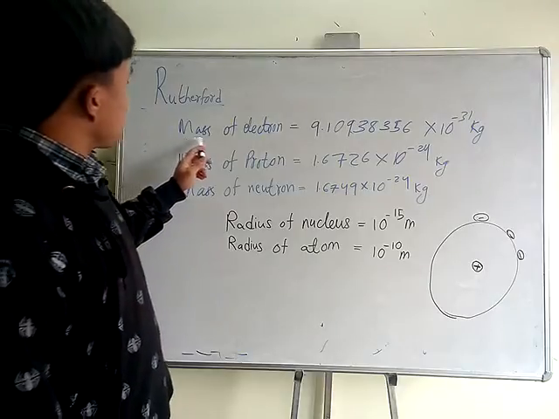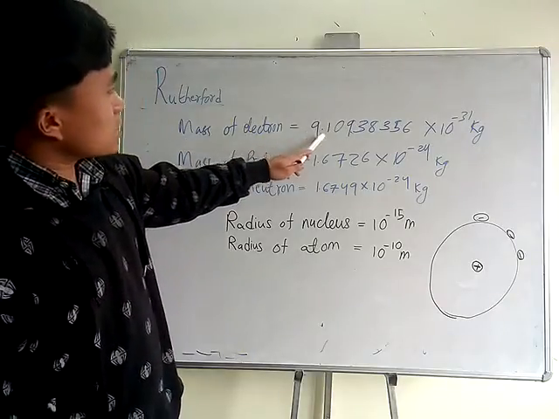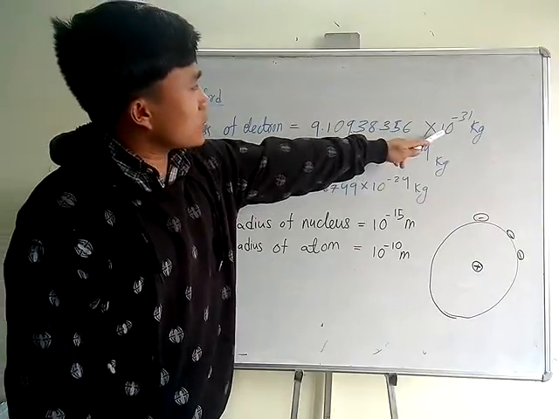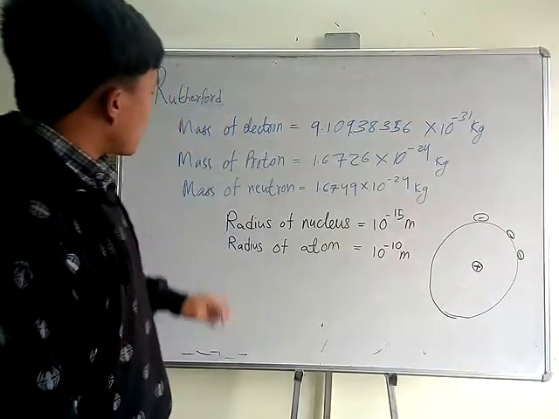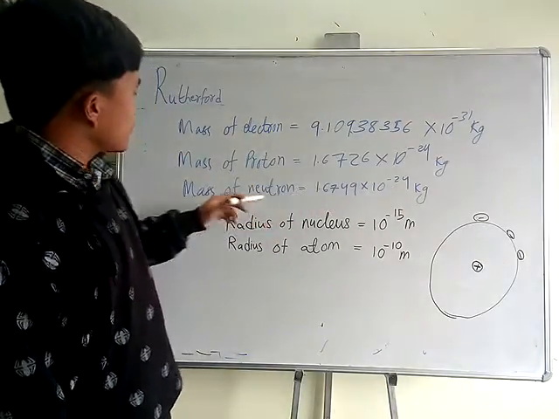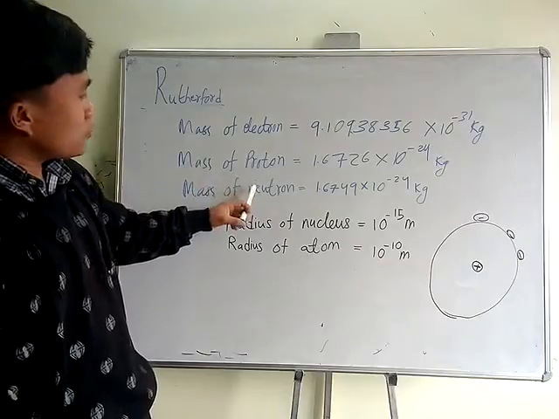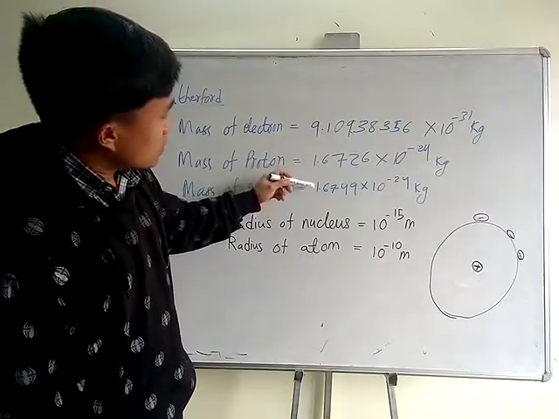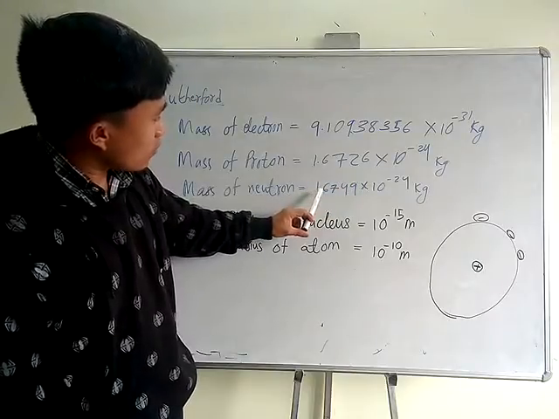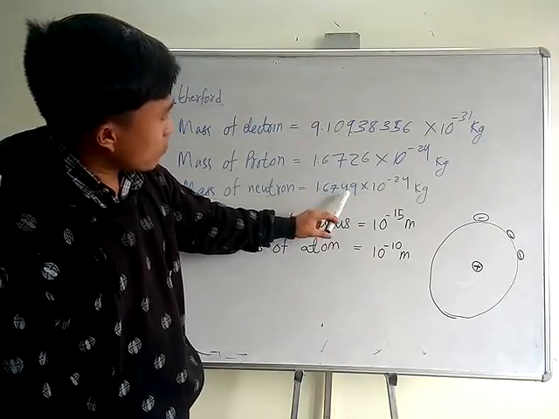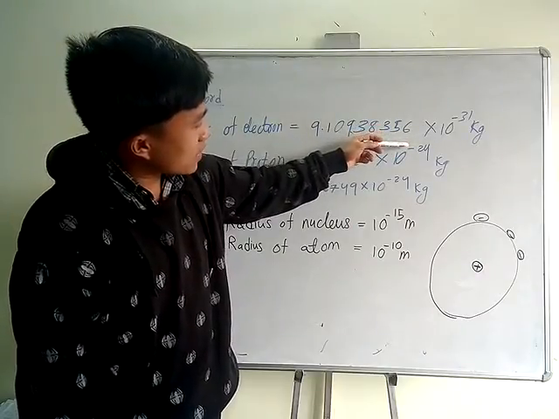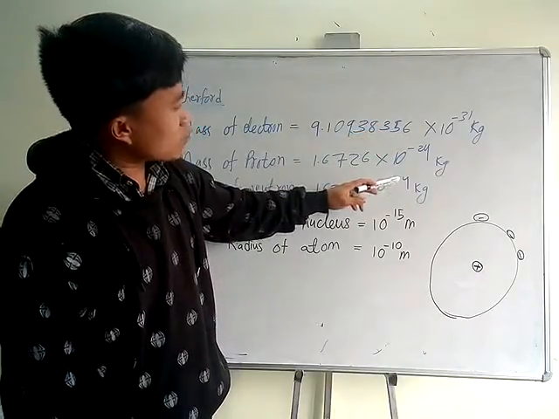Okay, here is the mass of the electron, which is 9.0938356 × 10^-31. Here also we have the proton and the neutron, and if we compare the mass of proton and neutron, it's almost the same. Here is 1.6726 and here is 1.6749, and the exponential power is the same here, -24 and -24.